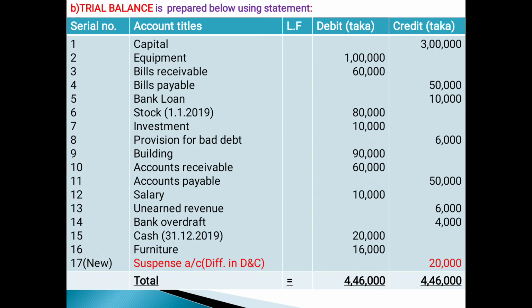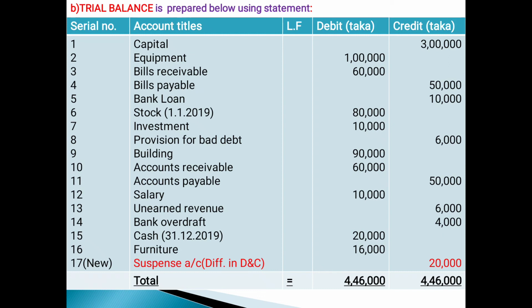because accounts payable is a current liability. Overall it's a liability, so it is credited in this trial balance. Salary, one kind of expense, that is revenue expenditure. At all times, all revenue expenditure and expenses are debited in the trial balance. In this trial balance, taka 10,000 is debited for the salary amount.